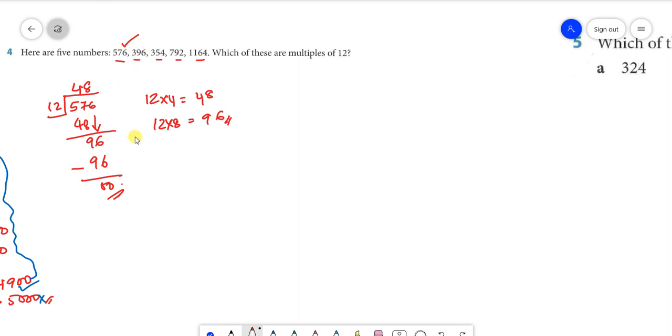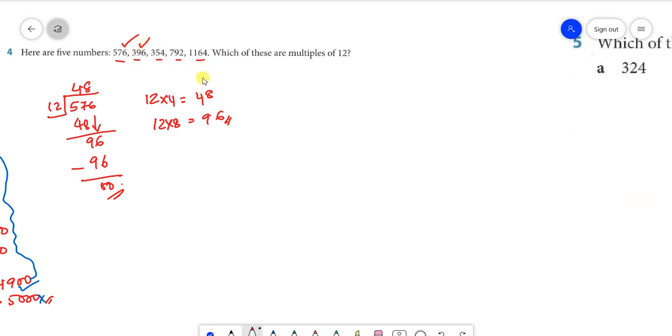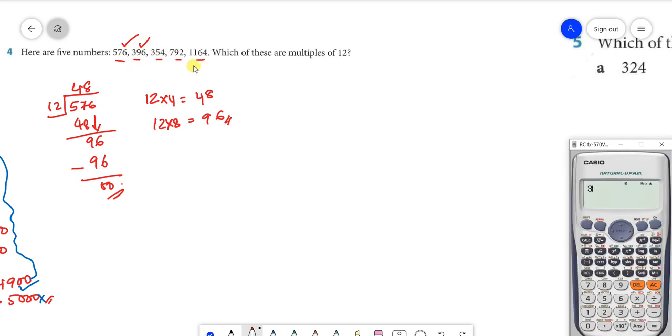Let's try. In this way you can try the rest, so I'm just going to go short in order to not make this video too long. So we're going to check 396 divided by 12. Yes, so 396 is also a multiple of 12. We have 354 divided by 12. No, that leaves a remainder. I'm going to show this to you.